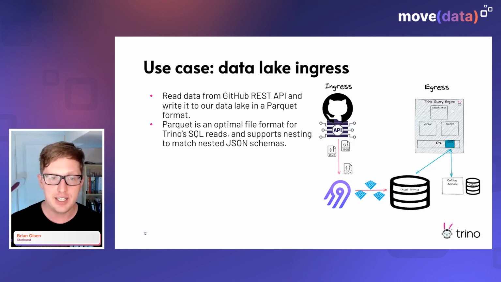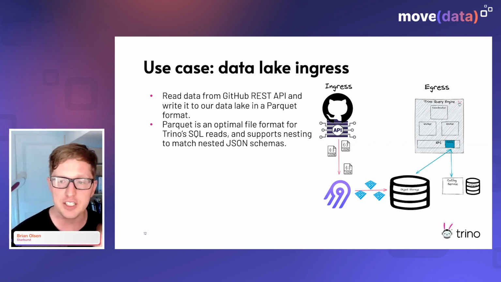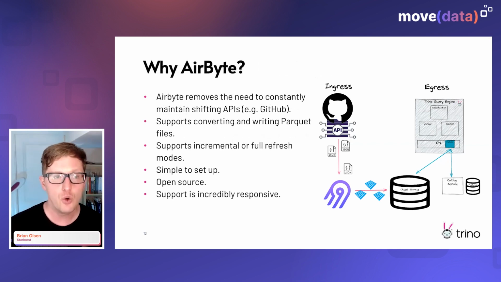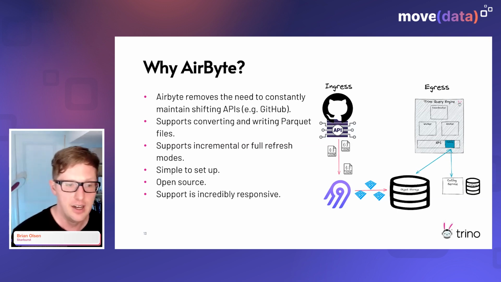So this is why data lakehouses are very, very strong, and using Airbyte to pull data in, let's say from GitHub, and then processing it into Parquet will make it super fast, and you're executing SQL on top of that. So why did we want to use Airbyte? I used this particular case of pulling GitHub data because Airbyte really removes the need to constantly maintain these shifting APIs like GitHub, and you're able to just write the data into object storage, and then I can use Trino or any other query engine to query that data.